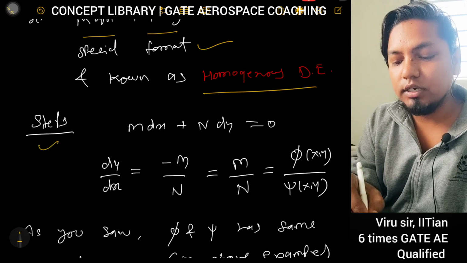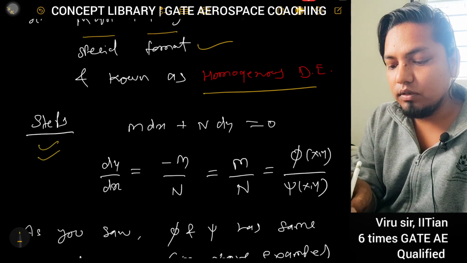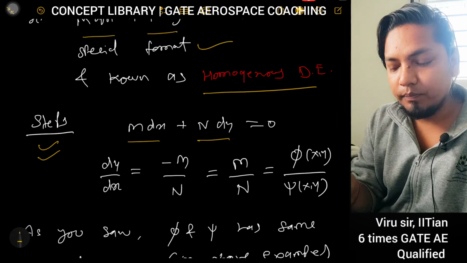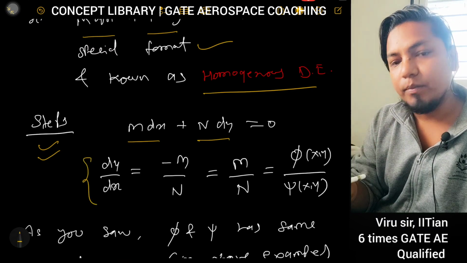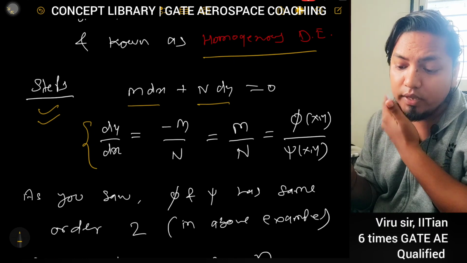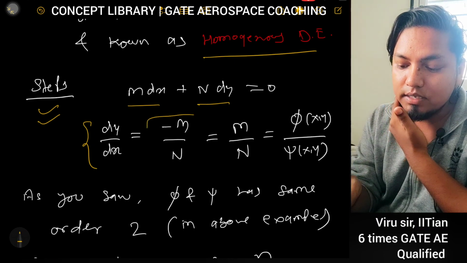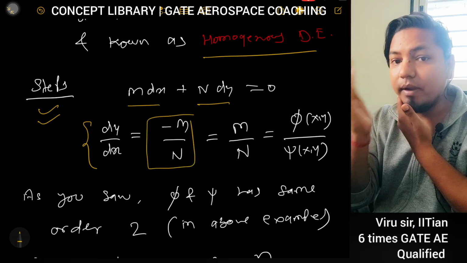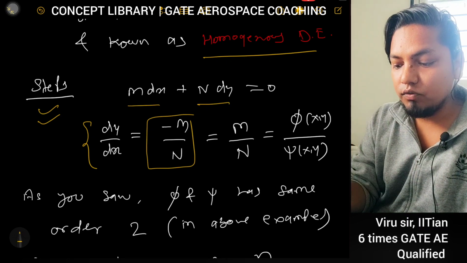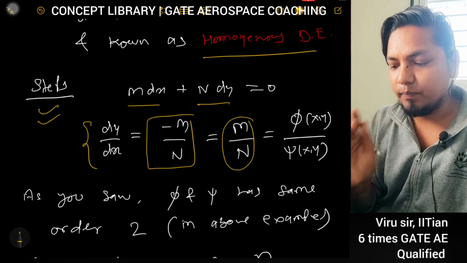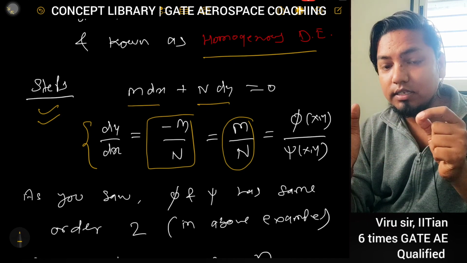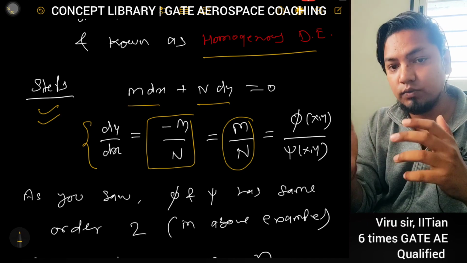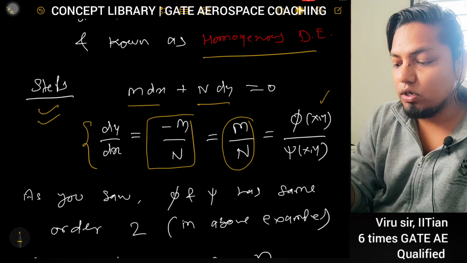So let's understand the steps. When you have m dx and n dy, you rearrange such that we can find dy by dx. We got dy by dx is equal to minus m by n. Now send the minus sign inside. For example, if m is x square minus y square, then sending minus inside, it will become y square minus x square. So we got two functions here.